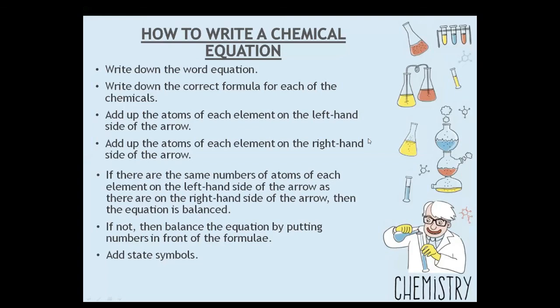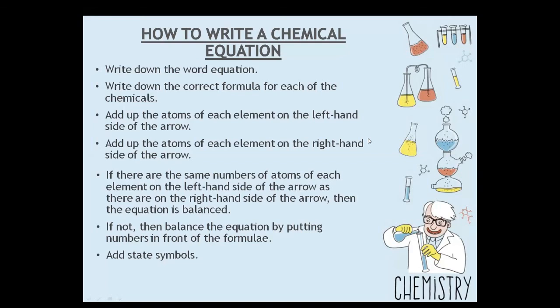In the last stage, you will add the state symbols, and what are they? You will write whether the reactants and the products are in solid form, in liquid form, in gaseous form, or in aqueous solution form. These are the points.